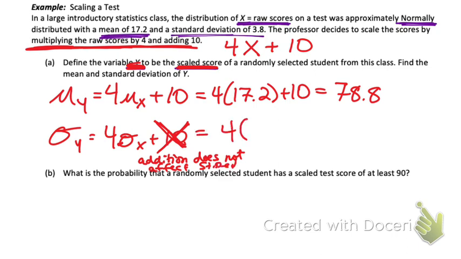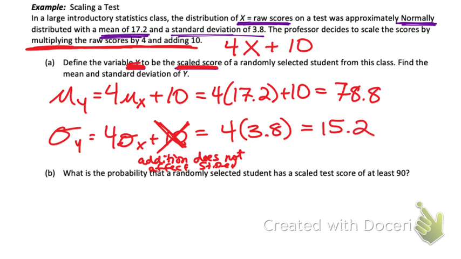Is it always going to be 4 times the standard deviation of X? Yeah, 4 times the standard deviation of X, like mu Y equals 4 times mu of X. It depends on what distribution you're transforming. The reason the X is there is because that's what they defined the distribution was for. All right, so 4 times 3.8 is what? 15.2.